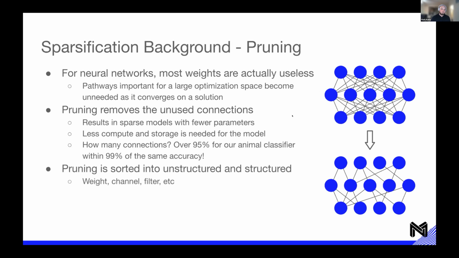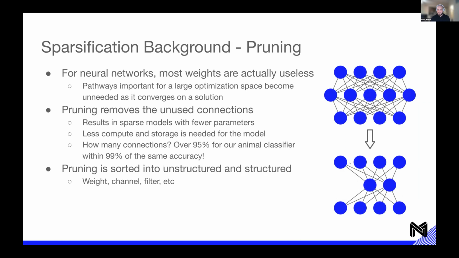Structured, on the other hand, like channel or filter pruning, which I'll show now, removes whole nodes. So for example, you can see that we got rid of a few of the channels here. Instead of just removing the connections in between, we removed whole nodes.